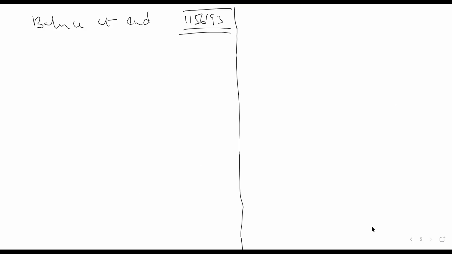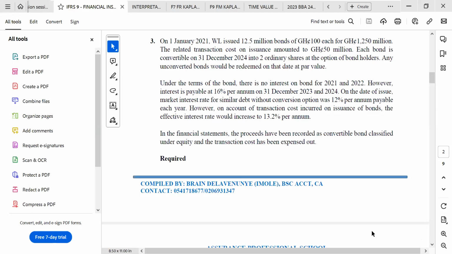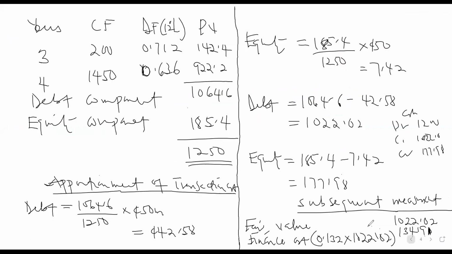Okay. The question said that in the financial statement, the proceeds have been recorded as convertible bond classified under equity, and the transaction cost has been expensed. So it means that the 50 million has been sent to profit or loss, and the 1250 has been classified as convertible bond under equity. So we have to go and rectify this particular mistake.